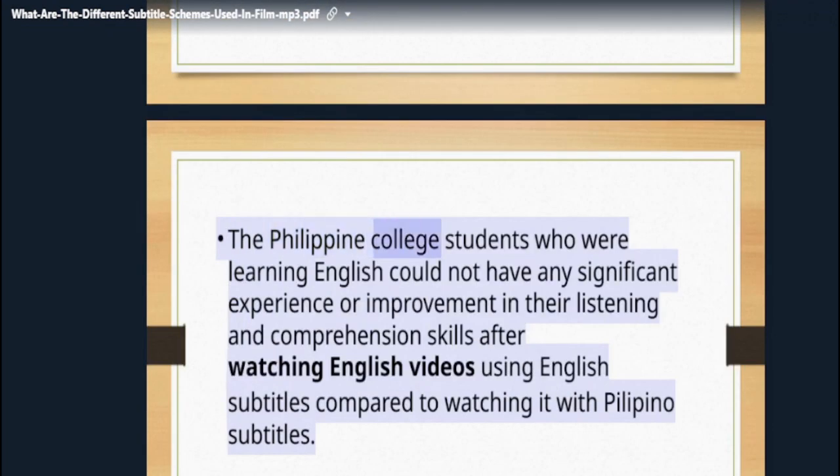The Philippine college students who were learning English did not have any significant experience or improvement in their listening and comprehension skills after watching English videos using English subtitles compared to watching it with Filipino subtitles.